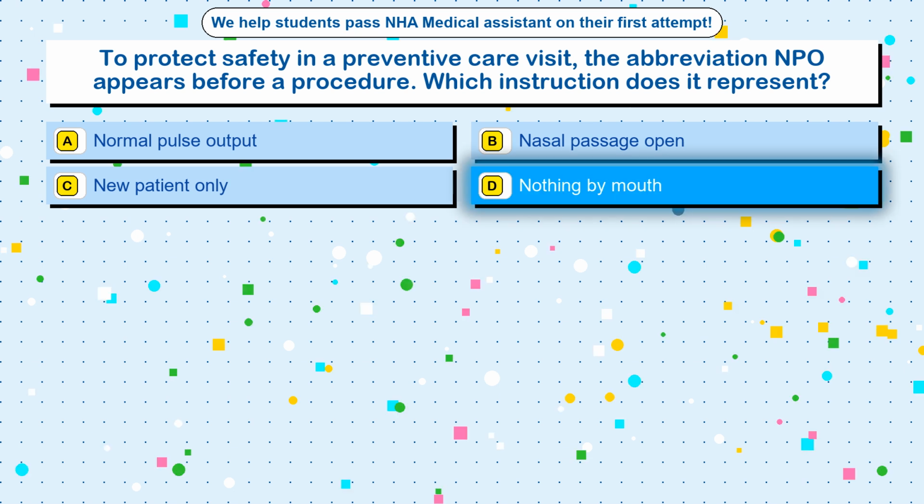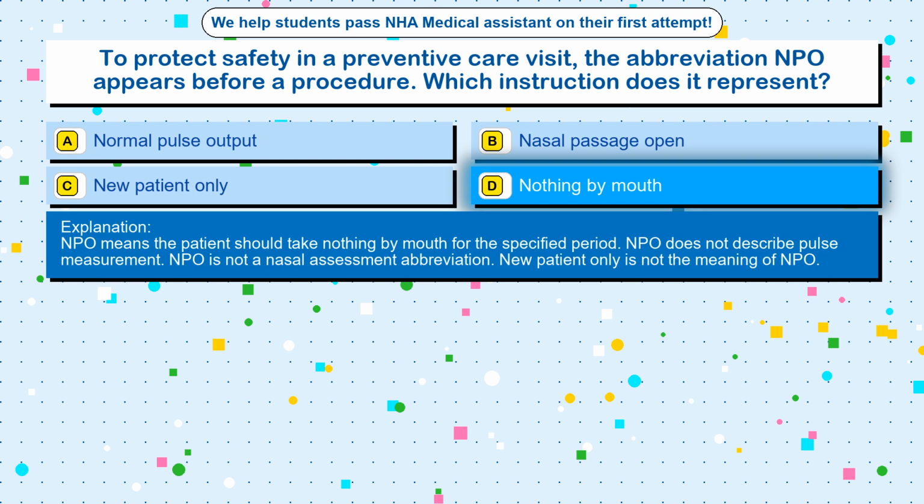The correct answer is option D, nothing by mouth. NPO means the patient should take nothing by mouth for the specified period. NPO does not describe pulse measurement. NPO is not a nasal assessment abbreviation. New patient only is not the meaning of NPO.